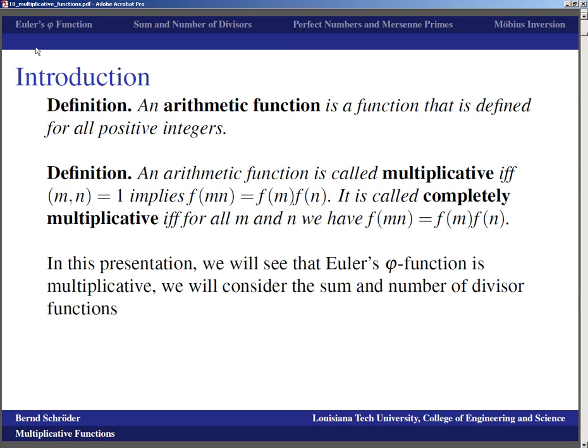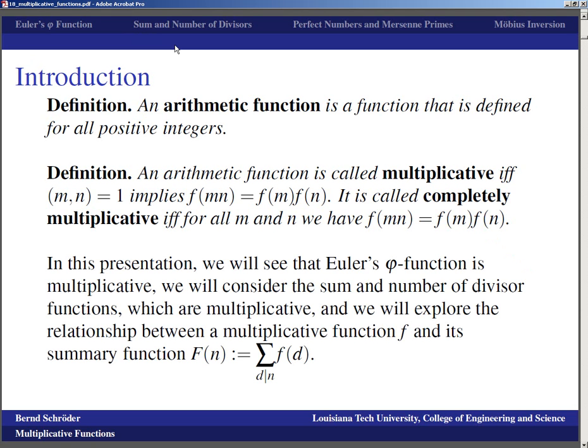That's that section. We will consider the sum and number of divisor functions, which both are multiplicative. That's why they're in this presentation. And we will explore the relationship between a multiplicative function f and its summary function, which is capital F of n being the sum over all divisors of n of the value of the function lowercase f at the divisor d, and that ultimately connects to Möbius inversion, and perfect numbers and Mersenne prime numbers are somewhere in between there. They're a notion that is better investigated using multiplicative functions.